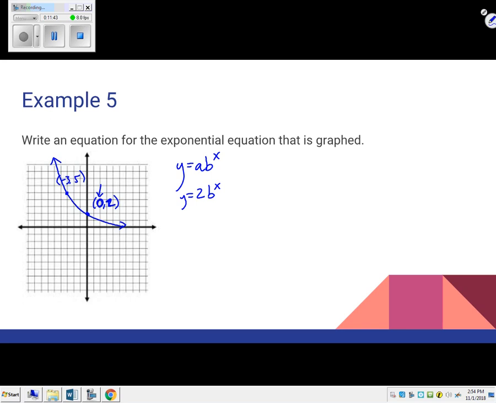From here, we were given another random x and y. So I'm going to plug 5 in for y, and -3 in for x, so my b, 2, b, and then -3. Several ways to solve this for b.